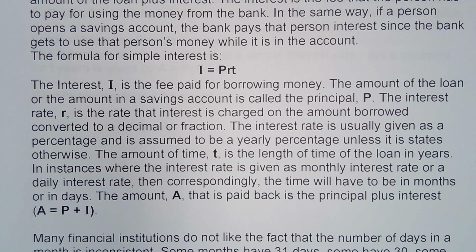Now, in an instance where the interest rate is given as a monthly interest rate or as a daily interest rate, then correspondingly the time would have to be in months or in days. Your units have to be consistent. The amount A that is paid back is the principal plus interest. So we say A equals P plus I.